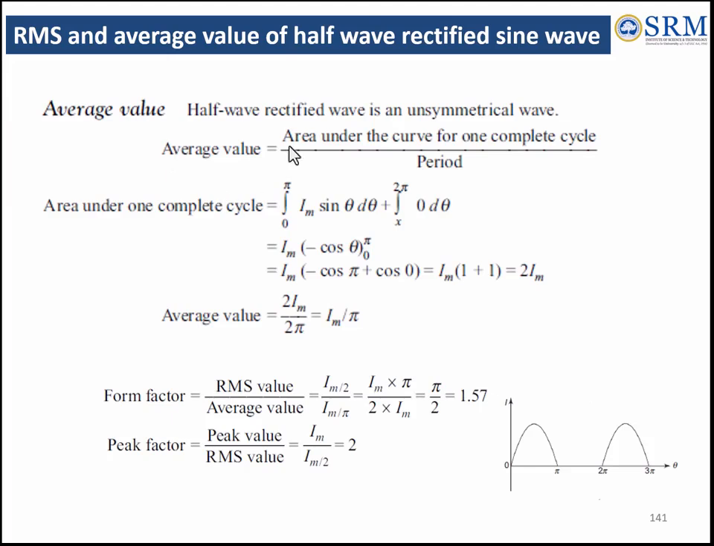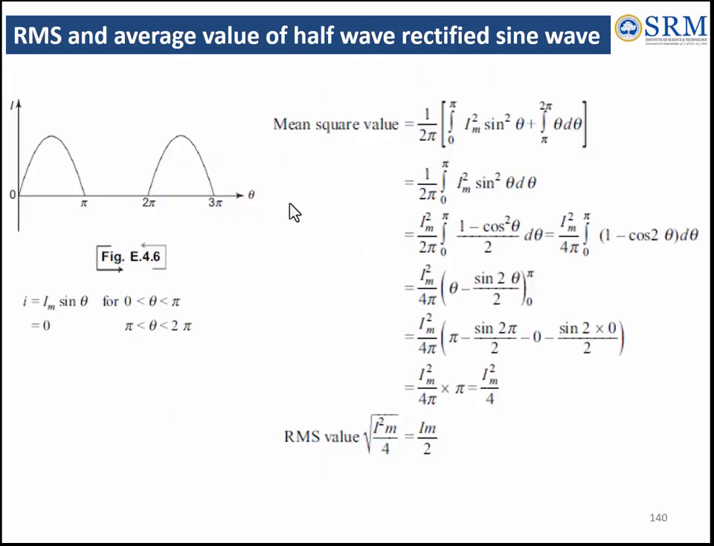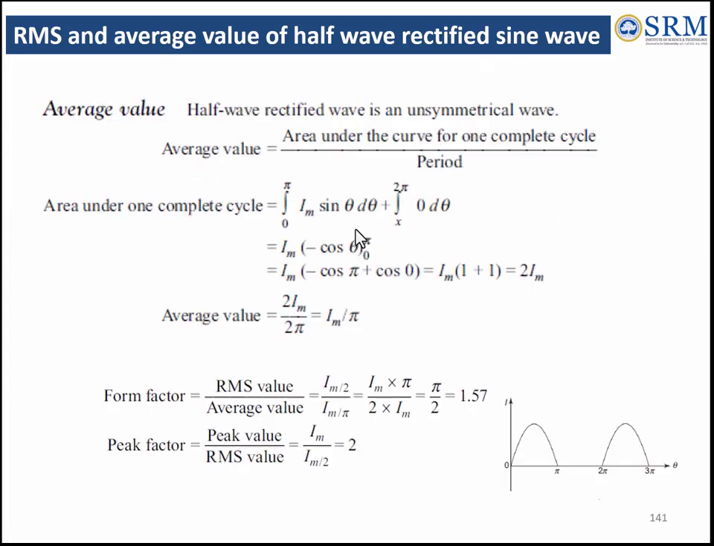Now the form factor and peak factor for the half wave rectified sine wave. For that, initially we have found the RMS value, then we will find the average value, then we substitute in this formula, right?